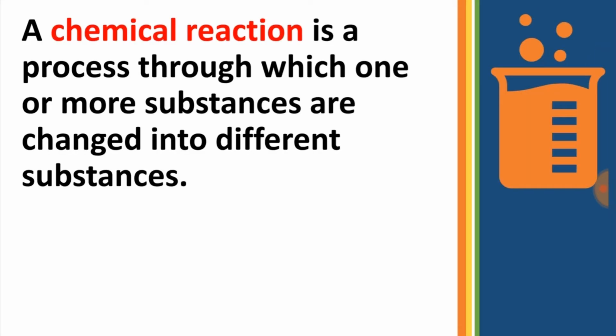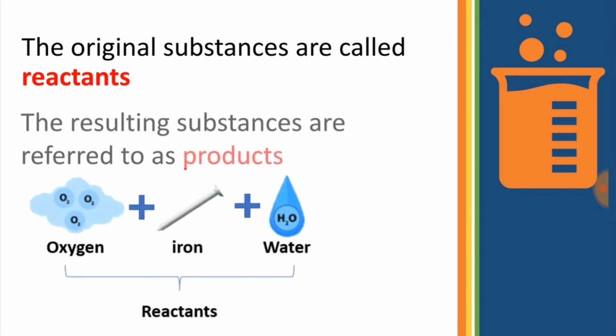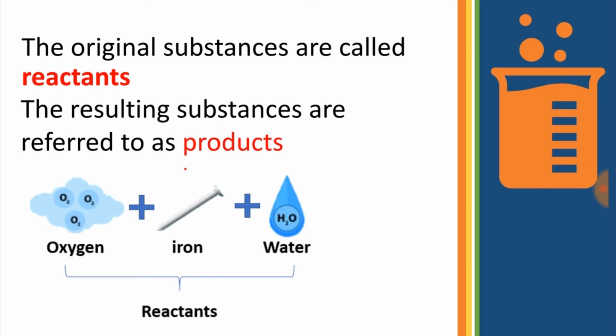A chemical reaction is a process through which one or more substances are changed into different substances, just like this iron nail turning into a rusty nail. The original substances are called reactants. The resulting substances are referred to as products. On the example shown, we have oxygen, iron, and water as the reactants. When combined together, iron will turn into rust, and this becomes the product.